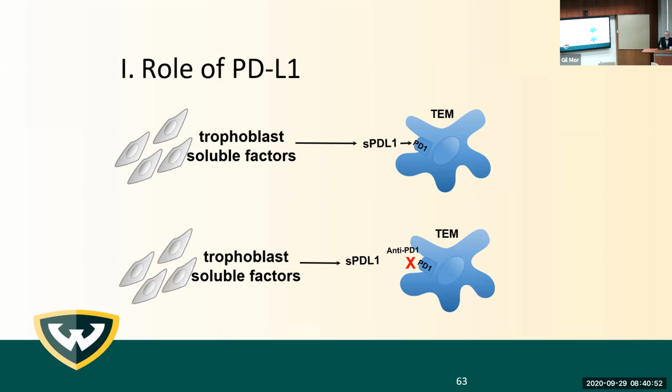In order to answer this question, we did the following experiment. We took the conditioned media from trophoblasts, the soluble factors, and we exposed it to monocytes that were incubated in the presence of an antibody that is blocking PD-1. So an antibody that binds to PD-1 and consequently will prevent the binding of the soluble PD-L1 to the receptor. So it is a blocking antibody. And in this model, we then define what happened to the process of differentiation.